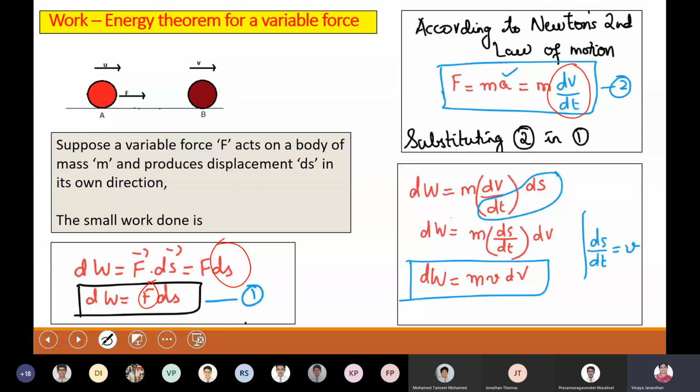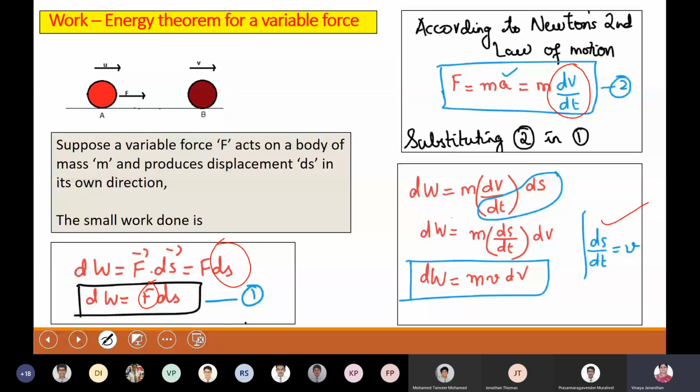One small rearrangement we'll make. Instead of dv by dt, I'll take it as ds by dt. Can you see that? I have taken ds by dt. I'm just making a small rearrangement, right? Now, what is ds by dt? Velocity. Are you clear, boys? Right? ds, I'm just making a small rearrangement.